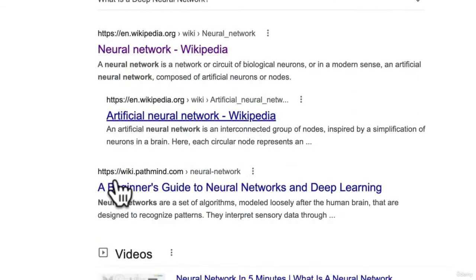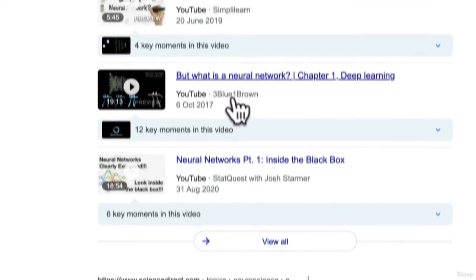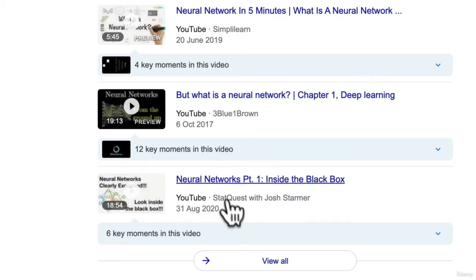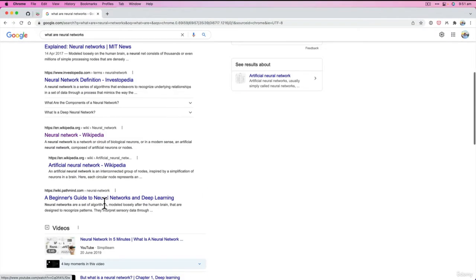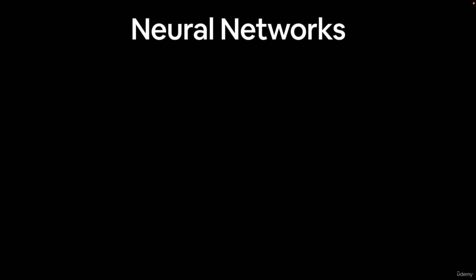There are hundreds of definitions of things like this online. Neural network in 5 minutes, 3Blue1Brown. I'd highly recommend that channel's series on neural networks. That's going to be in the extra curriculum. StatQuest is also amazing. So there's hundreds of different definitions on here, and you can read 10 of them, 5 of them, 3 of them, make your own definition. But for the sake of this course, here's how I'm going to define neural networks.